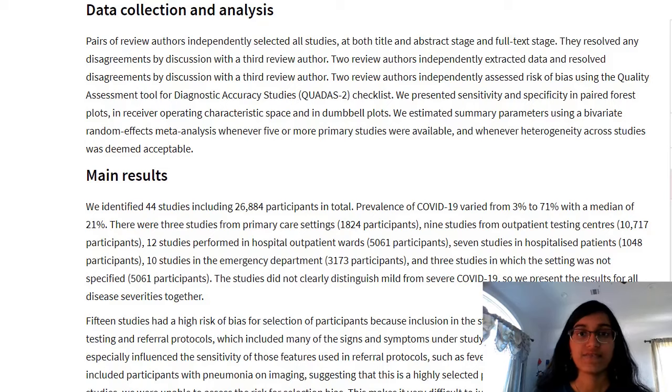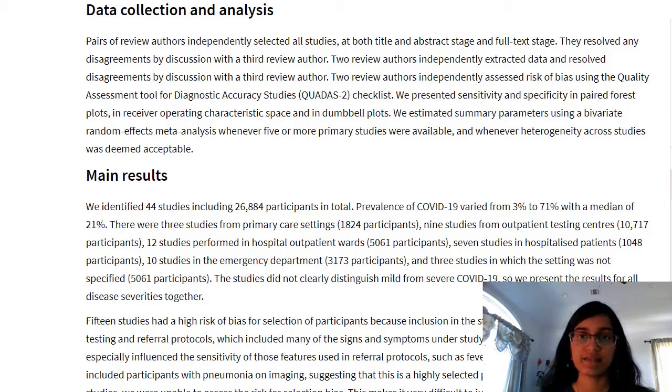So sensitivity essentially refers to the accuracy of a particular test in diagnosing how many people did have a specific disease. So in this case, a high sensitivity would mean that a specific test or a specific symptom was accurate at predicting the presence of COVID.